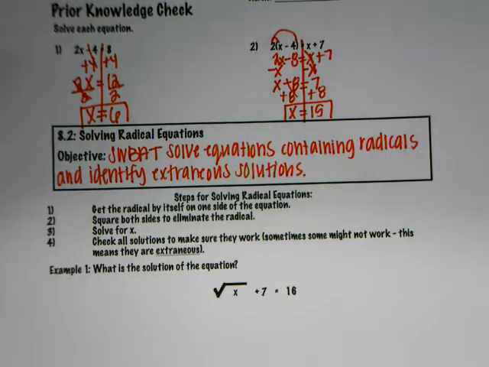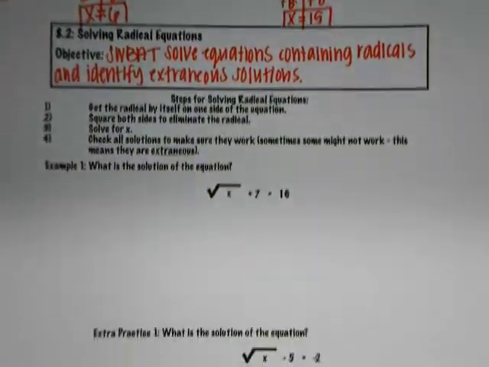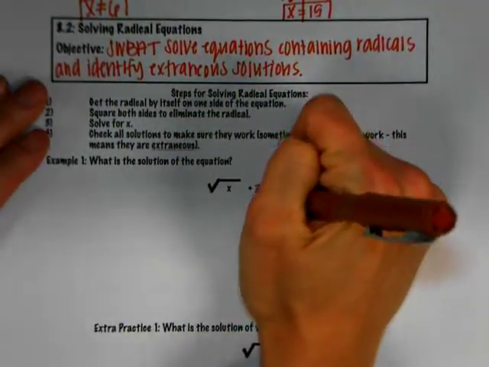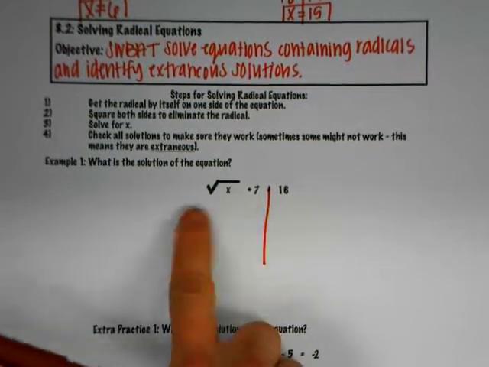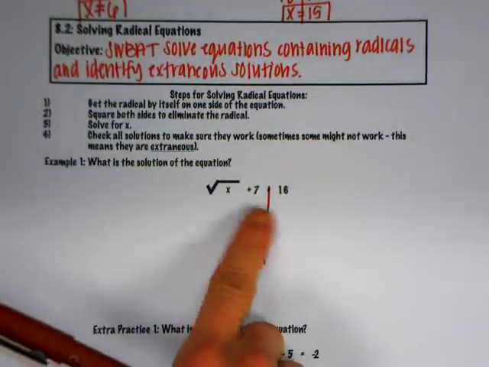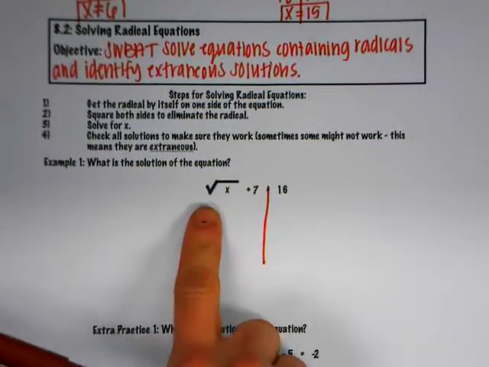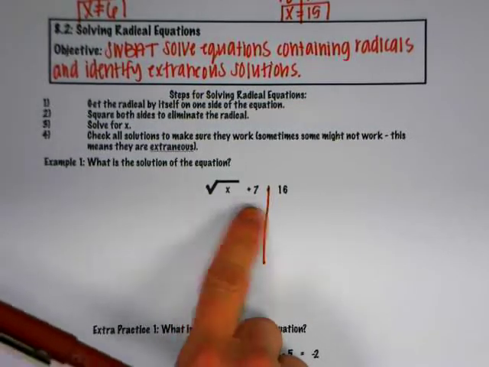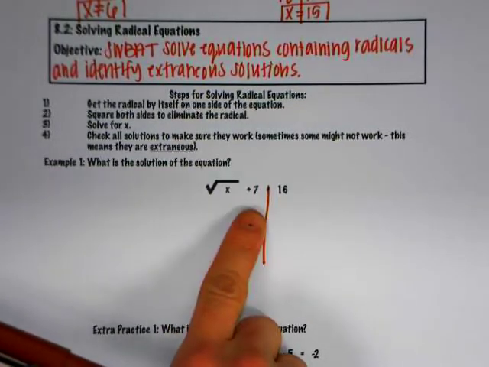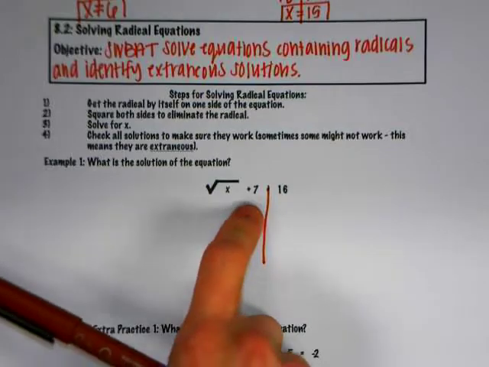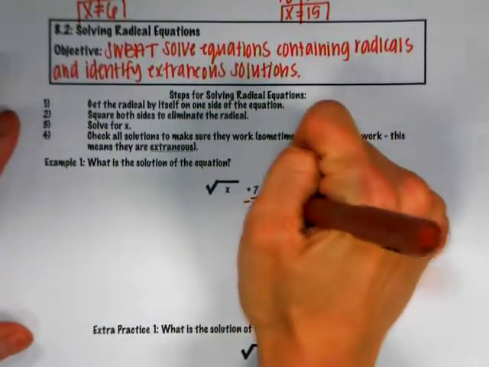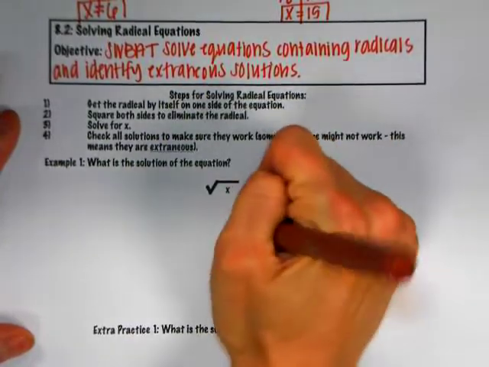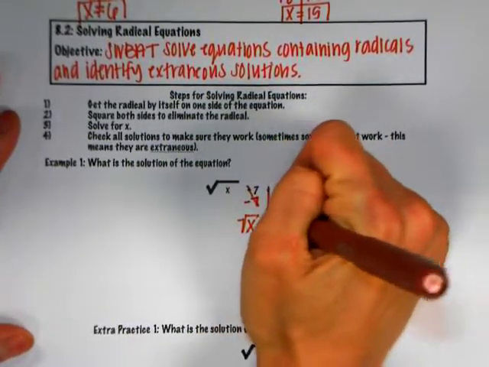All right, so let's just go through. Let's do this one to start. So is my square root by itself on this side? Is there anything that's not under the square root? On this side, is there anything that does not have the square root over it? The 7, right? So get rid of that first. How am I going to get rid of the 7? Yep, minus 7. The square root of x equals 9.